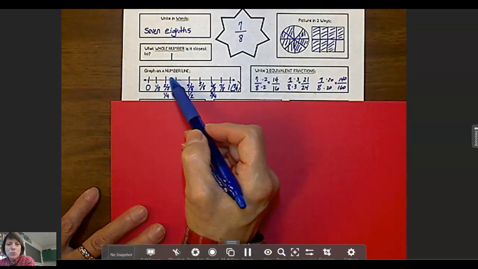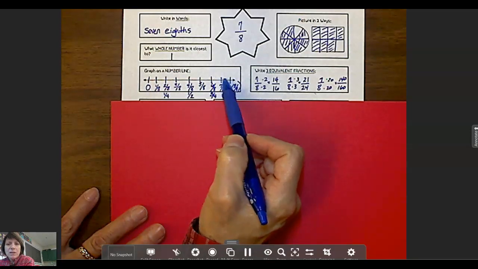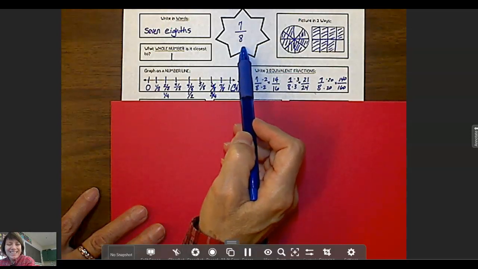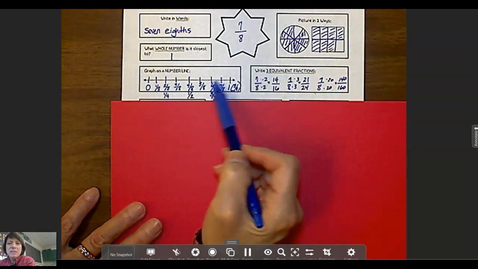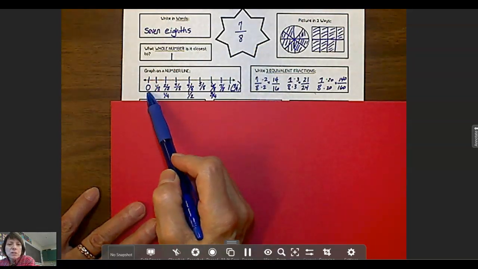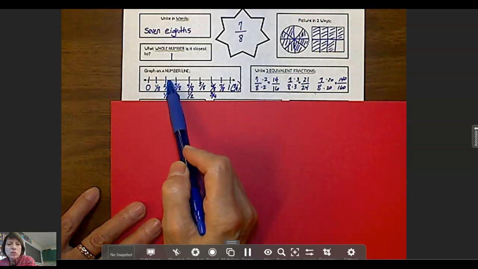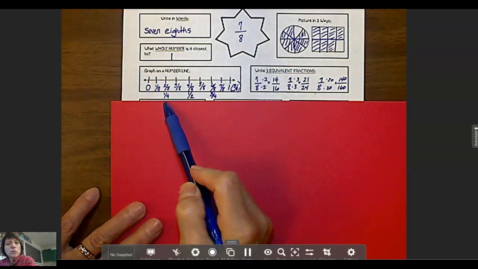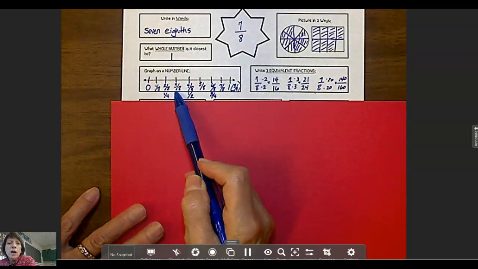So 1, 2, 3, 4, 5, 6, 7, 8 spaces. And we need 8 spaces because we're dealing with eighths here. Alright, so the number of spaces matches the denominator. So I've labeled them. We start with 0 here, 1/8, 2/8, and then we realize that 2 and 8 can both be divided by 2, so that's also equal to 1/4.